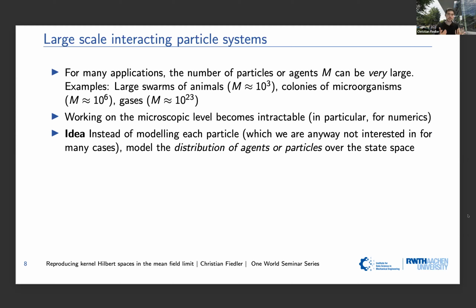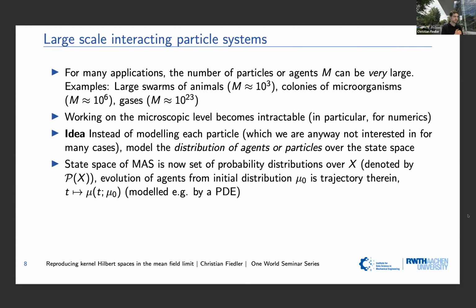So a classic idea in statistical physics is, instead of modeling each particle individually, you only look at the distribution of particles over their state space and how it evolves. So formally, the state space of the multi-agent system or particle system is then the set of probability distributions over the state space of an individual agent. And the evolution of our agents from a given initial distribution or measure over the state space is then a trajectory in the space of probability distributions over this state space. And this can be modeled, for example, using a PDE.